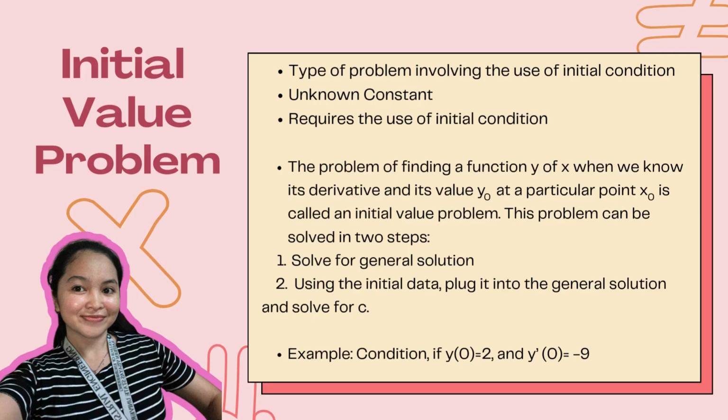The problem of finding a function y of x when we know its derivative and its value y sub 0 at a particular point x sub 0 is called an initial value problem. This problem can be solved in two steps. Number 1, solve for a general solution. Number 2, using the initial data, plug it into the general solution, and solve for C.